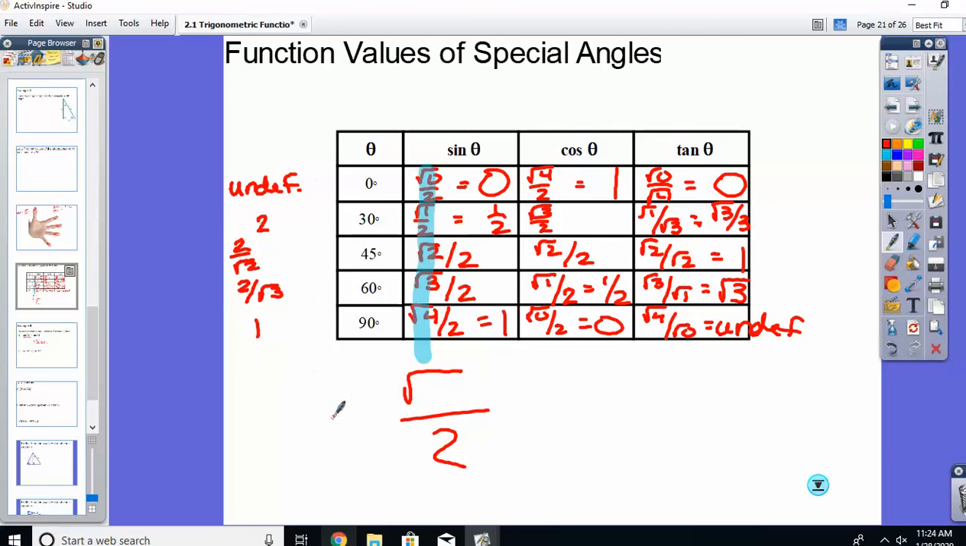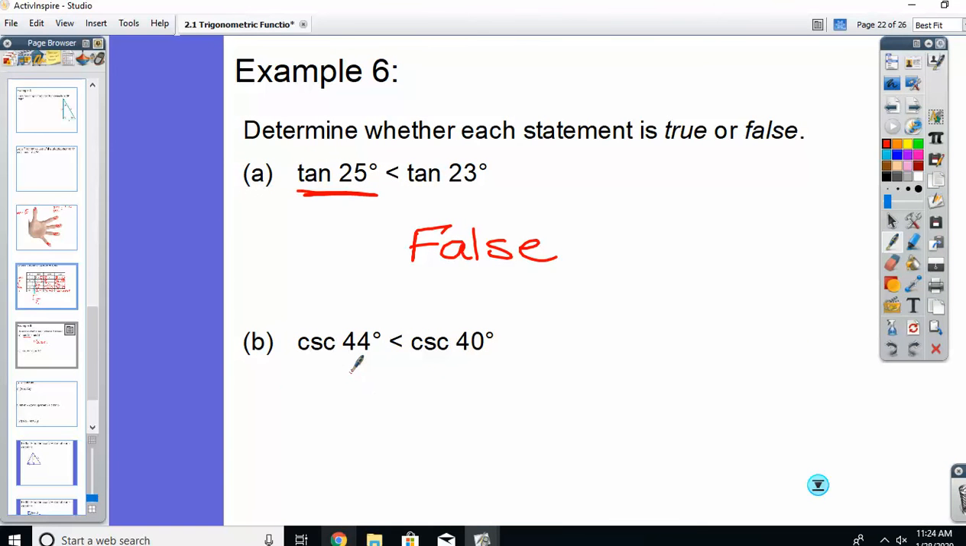Are these values getting bigger or smaller? Smaller. So this time the bigger angle is a smaller answer. So is this true or false? True. Okay, so I just wanted you to compare those numbers in the table to answer those. Any questions there?